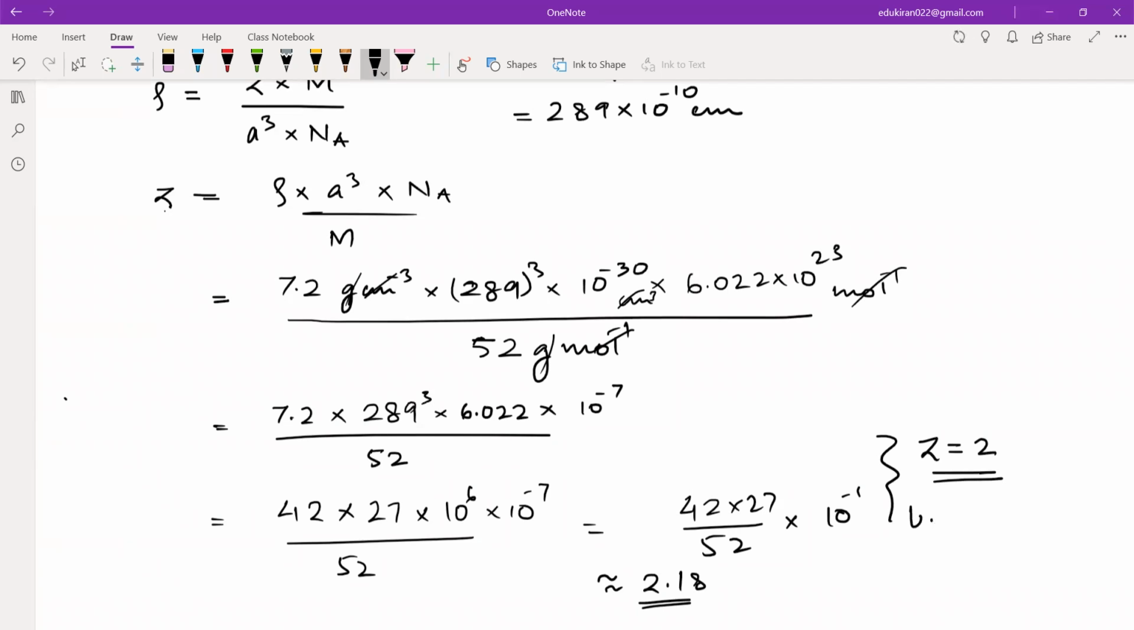So what will be the unit cell? Unit cell will be BCC, body centered cubic.